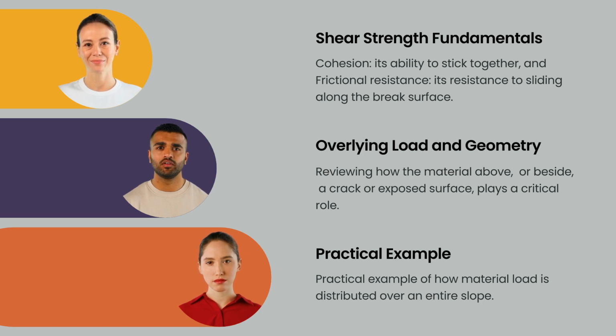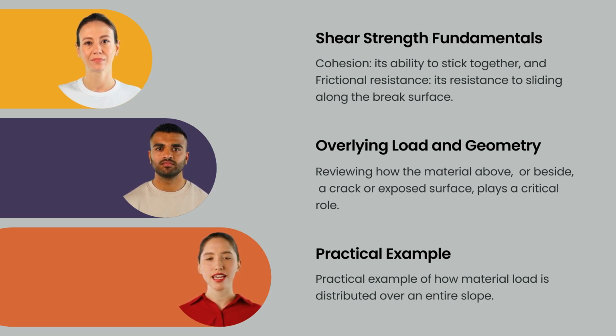Then we looked at the role of overlying load and geometry. This included reviewing how the material above, or beside, a break or exposed surface plays a critical role. If that load is well balanced and aligned with the underlying support, it can lock material in place. But if the weight is offset, or there's a lack of support on the exposed side, it can drive movement along weak planes and lead to failure.